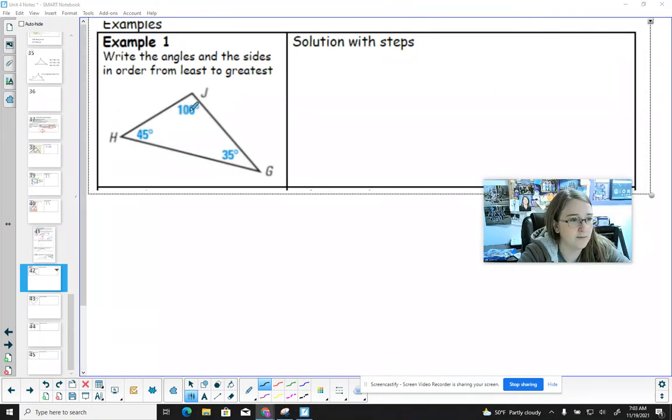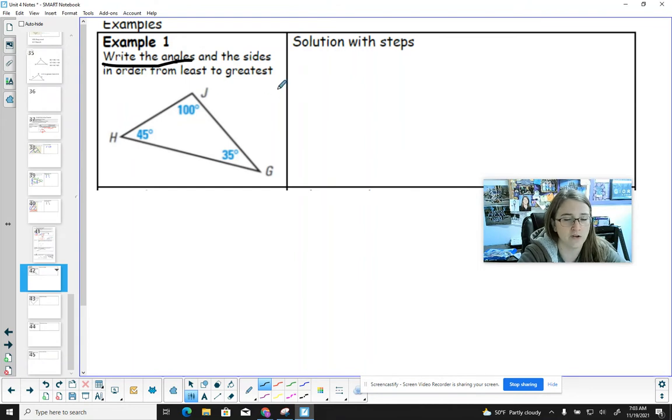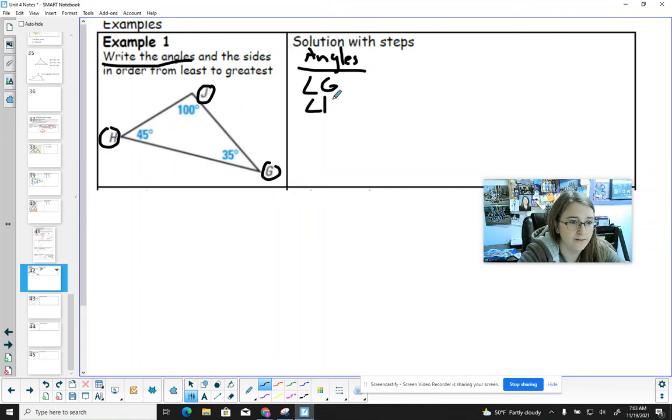Okay, so the first example says to write the angles and the sides in order from least to greatest. Obviously, writing the angles in order from least to greatest is not hard because the numbers are there. We have angle J, G, and H. Go ahead and list those. Well, G is 35, so angle G is the smallest. Then we have angle H, because that's 45. And then we have angle J.